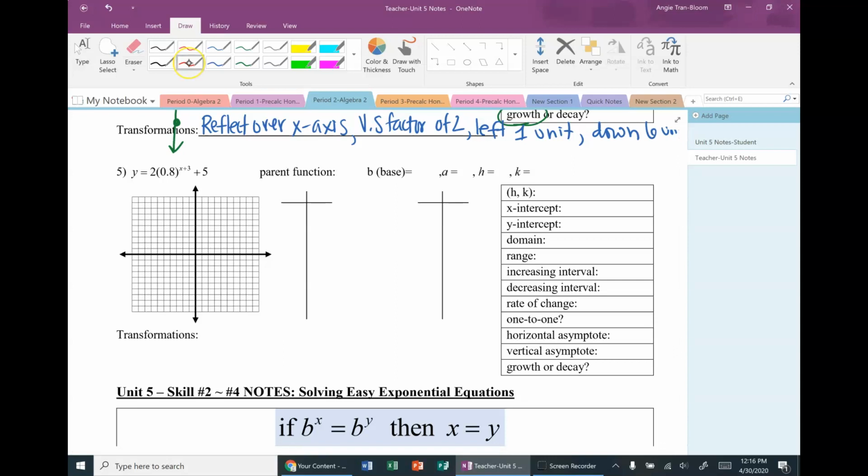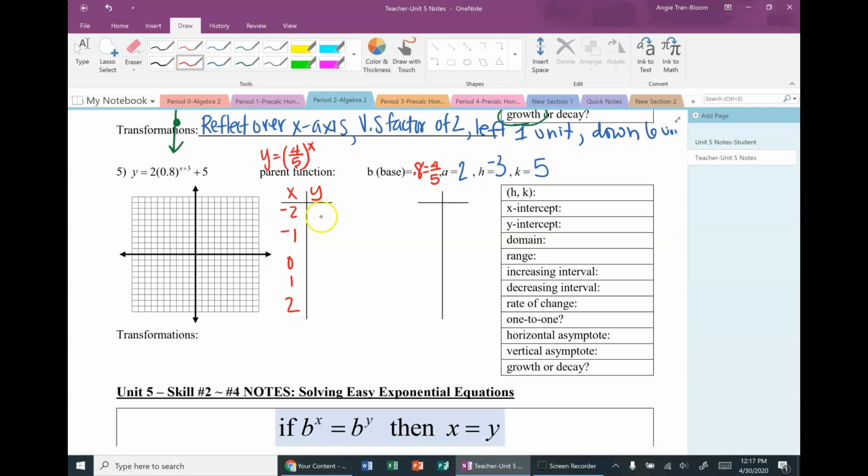Okay, so first, let's talk about the base. The base is 0.8, and 0.8 is the same thing as saying 4 divided by 5. You can use decimal or you can use fractions. I like to use fractions. For me, I work with fractions a lot quicker than decimals. So that's my parent. I will now have my parent input. My 5 inputs will be exactly the same. Since I'm on this, I might as well write out my A, H, and K. A is positive 2, H is negative 3, and K will be positive 5.